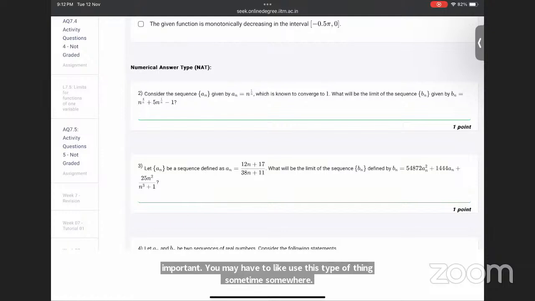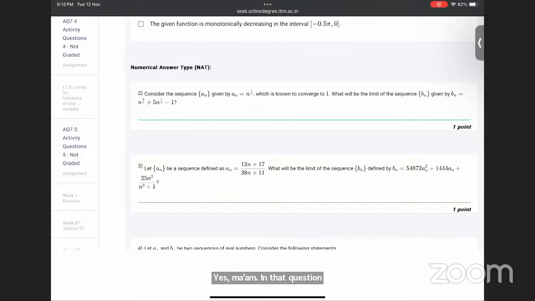Yes, ma'am. In that question, I have solved it by that AS formula, arithmetic sequence. Yeah, I will also use this type of thing while solving if we have this type of problem. So it's fine. You have to use this type of formula sometimes. Okay, any other confusion? No, ma'am.